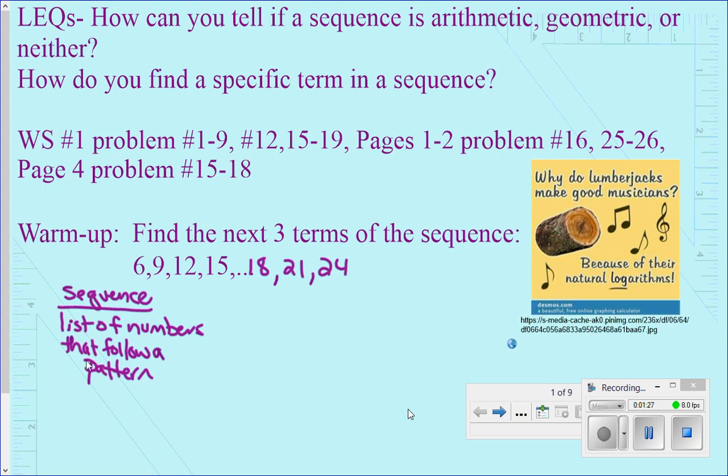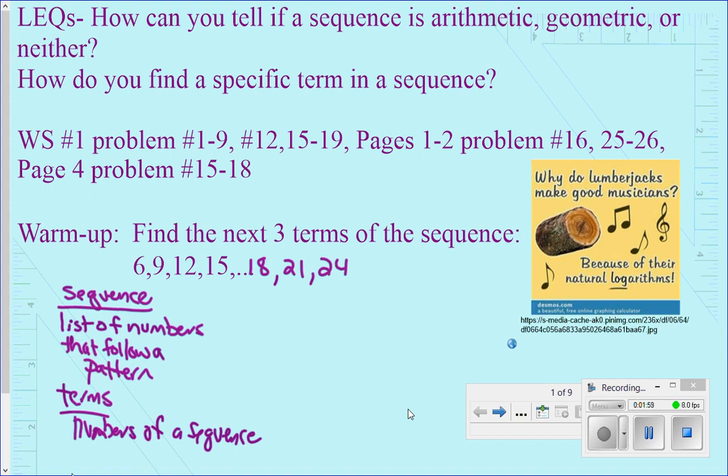But before we do that, just some terminology here. These numbers, 6, 9, 12, 15, the numbers that are in the sequence, those are called terms. Terms are the numbers of a sequence. Okay, the numbers of a sequence. So we call 6 the first term, 9 the second term, 12 the third term, and so forth.